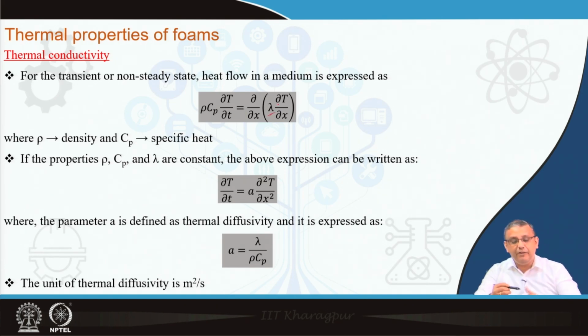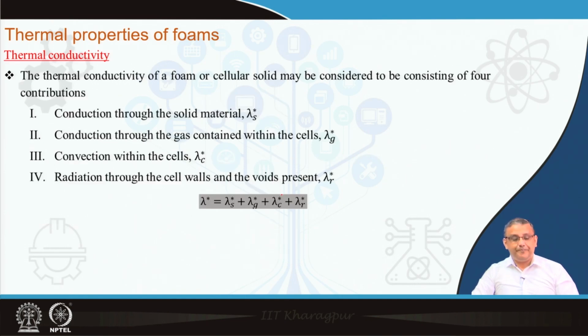If we now simplify this equation by first assuming that lambda is a constant and not temperature dependent, then we can take lambda out of the parenthesis and simplify the expression as dou T over dou t equals A times dou 2T over dou x2, where A is nothing but lambda over rho Cp, which is the thermal diffusivity of the material. This is a very important expression to relate the thermal conductivity, the thermal diffusivity and the specific heat with the density of the material.